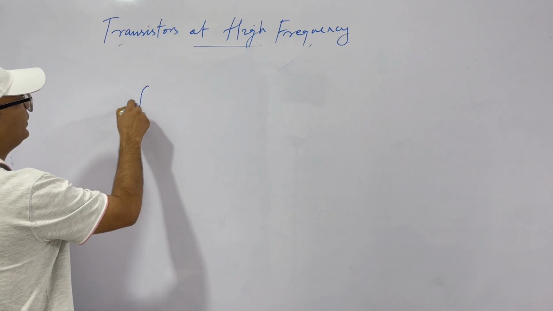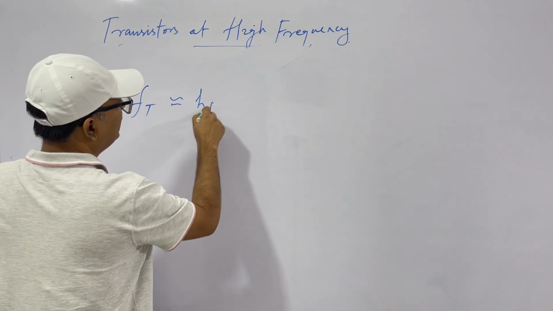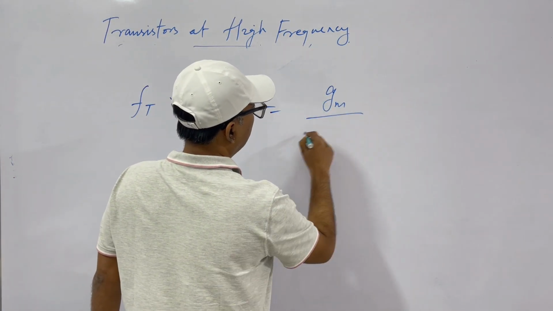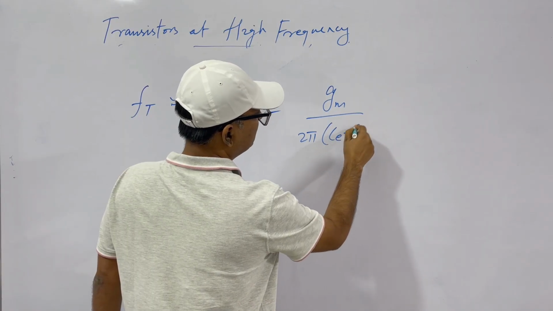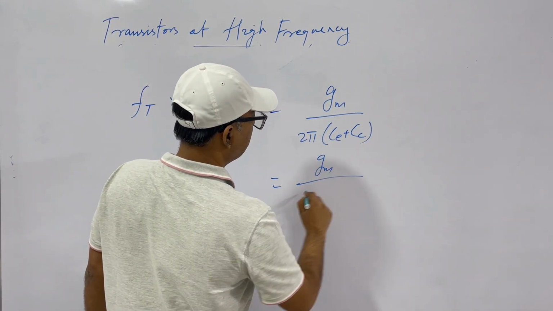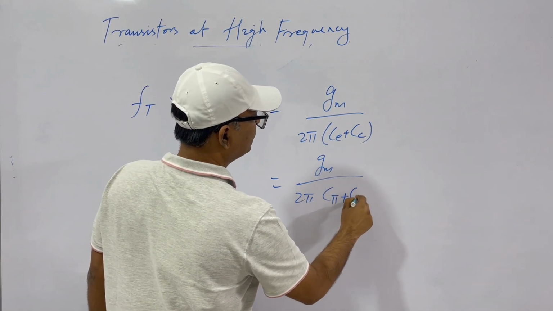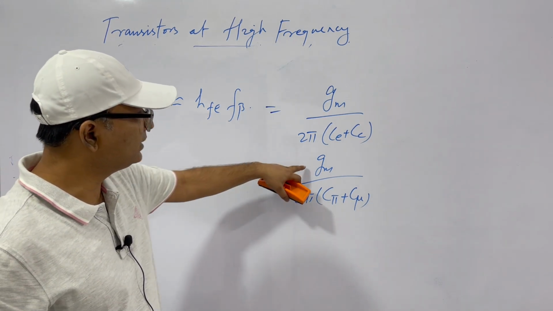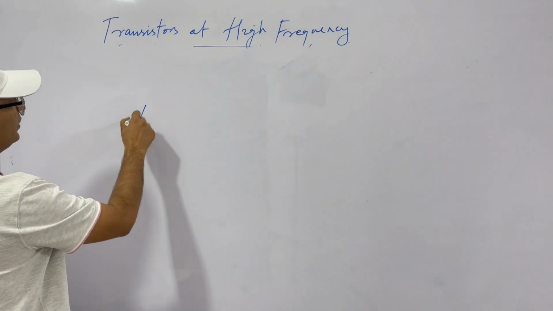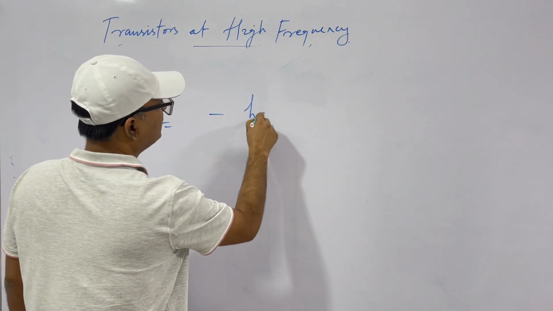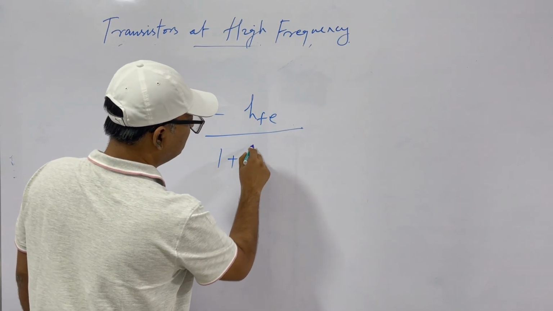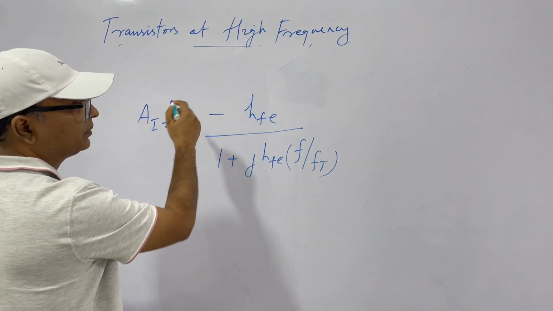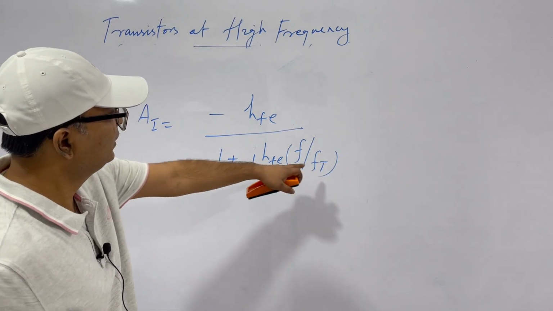Now let's see what is Ft. Ft is basically HFE into F beta, and so this is equal to Gm by 2 pi Ce plus Cc, or Gm by 2 pi C pi plus C mu. So we have a relation between Ft, HFE, F beta, Gm, C pi, C mu. Therefore, using that expression, we can write current gain as equal to minus HFE by 1 plus J HFE into F by Ft. Why? We have used the expression from there, HFE into F beta is equal to Ft. So this can be used.